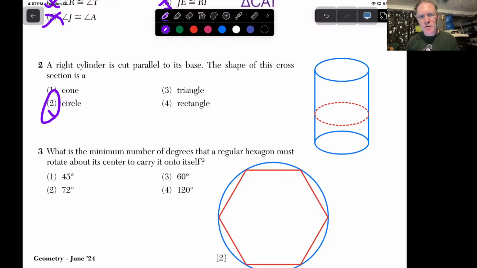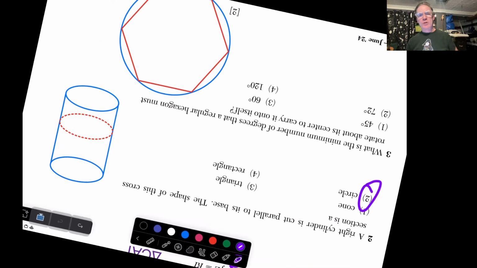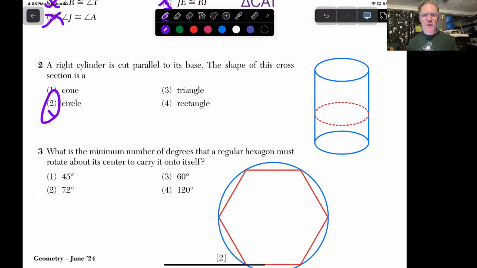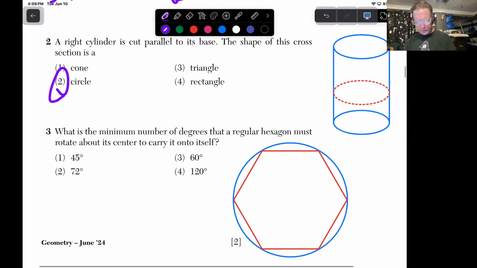What is the minimum number of degrees that a regular hexagon must rotate about its center to carry it onto itself? Whoa, speaking of rotations, that was weird. I haven't gotten a lot of indication as to what they're going to do for the transformation questions, but I'm assuming that these types of questions will stay on there. So, minimum number of degrees of rotation that would carry the hexagon onto itself.